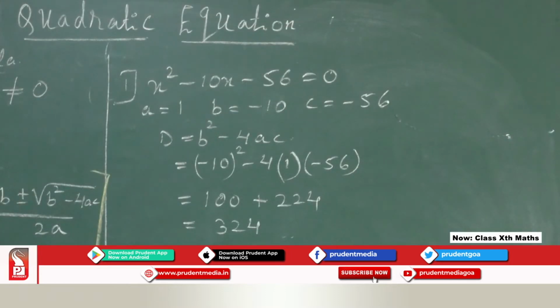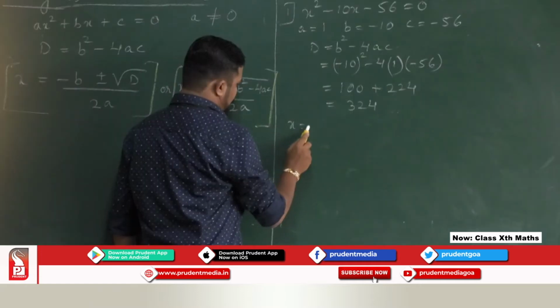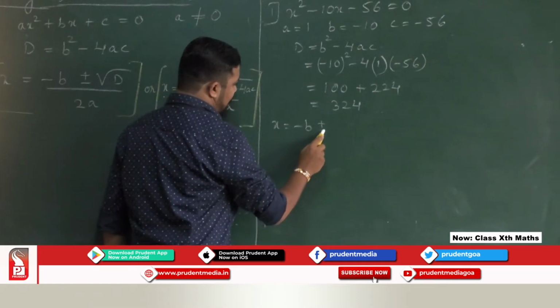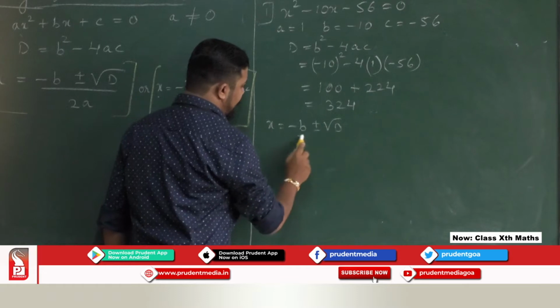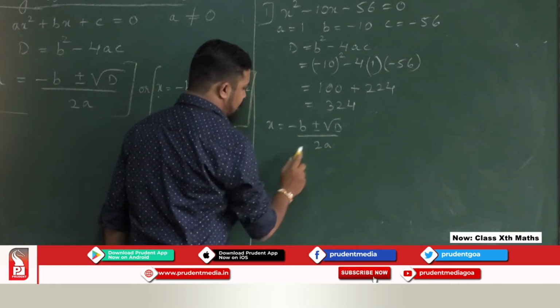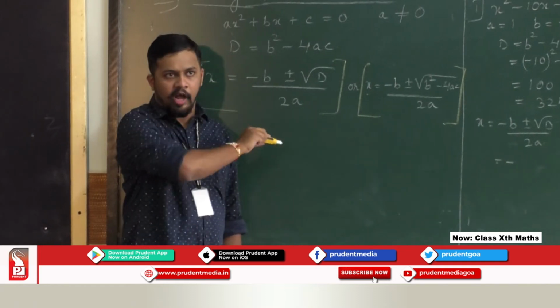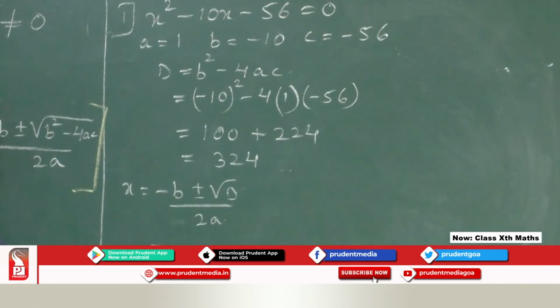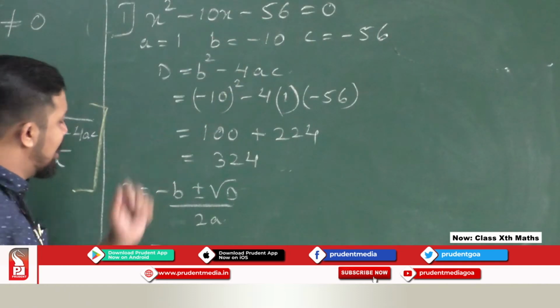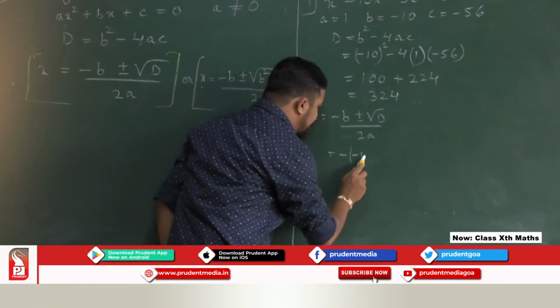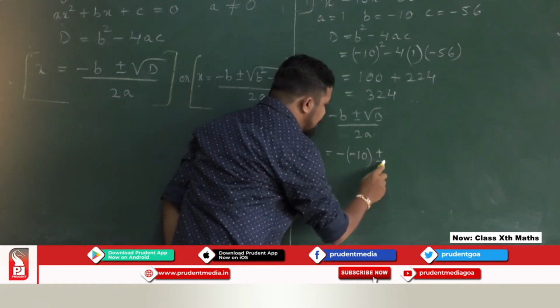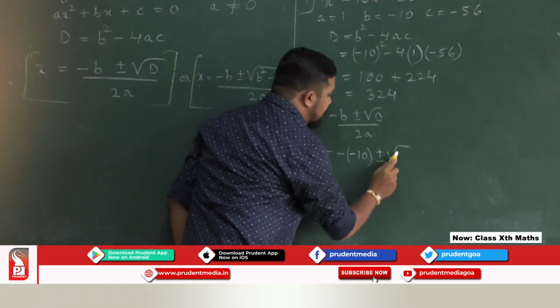Now the next step is to find the roots. The formula is x equals minus b plus or minus root D upon 2a. This is the minus or negative sign of the formula. And now I have to see what is the b term. b term is also negative 10. So I write minus of minus 10, plus or minus root 324.